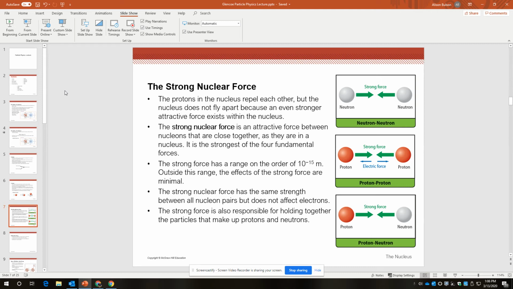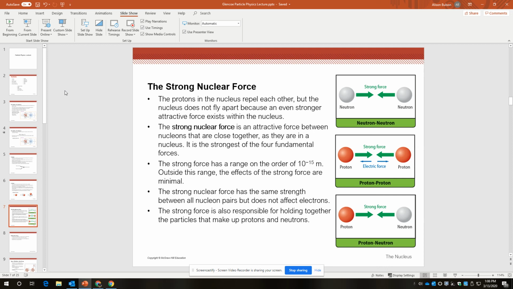particles are made up of quarks, 2 up and 1 down, or 2 down and 1 up. And quarks interact with each other via the strong nuclear force. So it sort of makes sense that the things that quarks make up are also, under some circumstances, when they're close together, exchanging quarks as well. The strong force is responsible for holding together the particles that make up protons and neutrons, that being quarks.